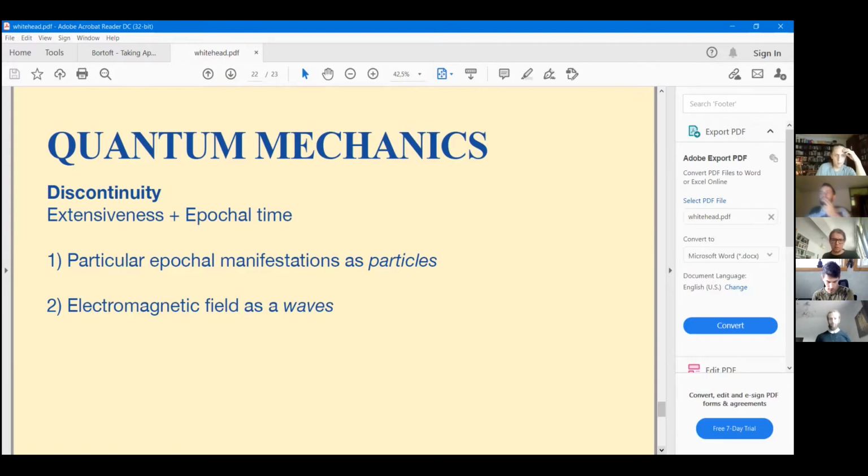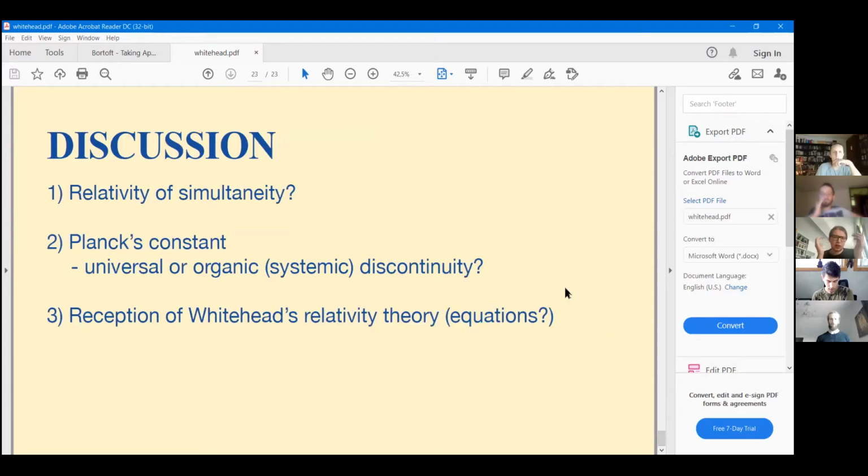So, but I still don't know how, for example, this applies to the two-slit experiment. But can we go on? Yeah, so discussion, maybe somebody could explain to me his discussion of the relativity of simultaneity.